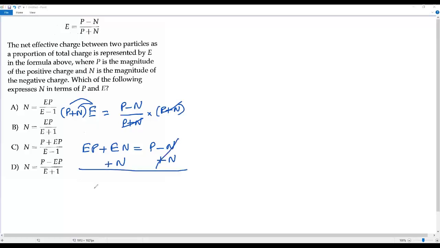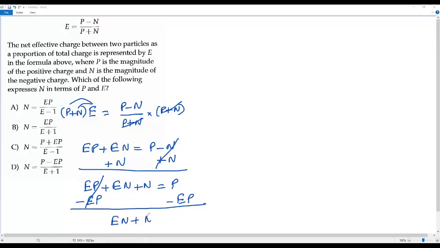This −N + N will cancel out. On the left side, I get EP + EN + N = P. Here, to solve for N, we have to keep only the terms which contain N on the left side, and the term which does not contain N, we have to get rid of. So actually this term EP does not contain N, so we can get rid of that. For that, we can subtract EP from both sides. So this +EP and −EP will cancel out. I get EN + N = P − EP.